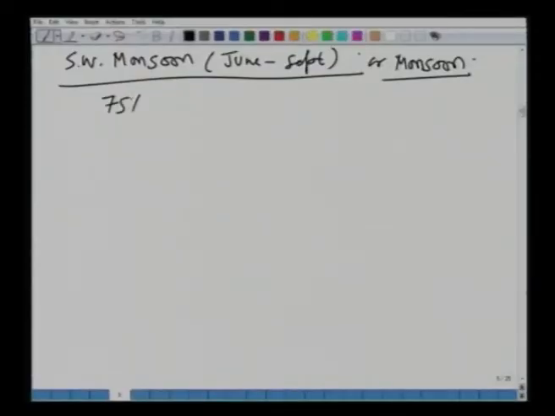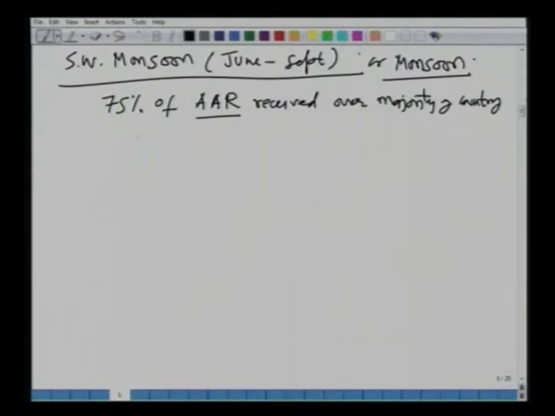About 75% of average annual rainfall. What is AR? It is the average annual rainfall which is received over the majority of the country, or India, is during the monsoon months, or during the monsoon season. Okay. That is June through September: June, July, August, September, these are the 4 monsoon months.